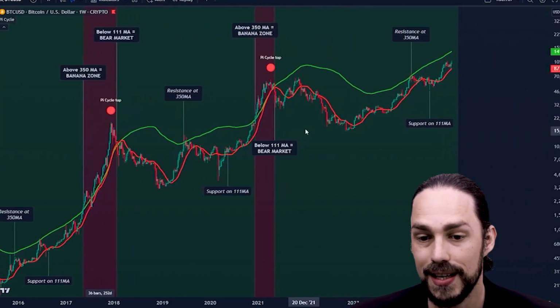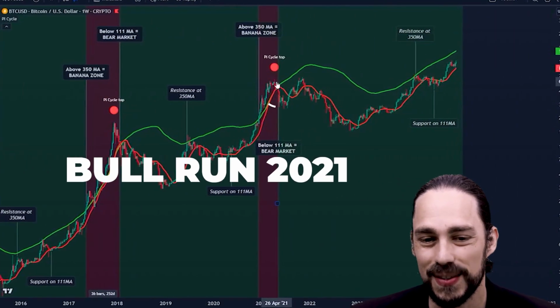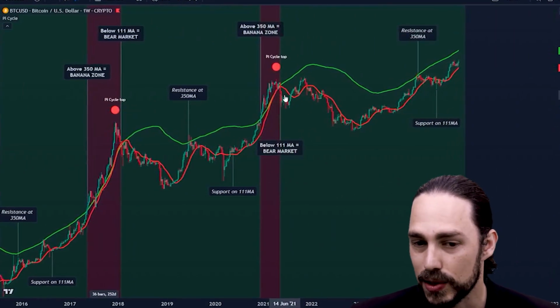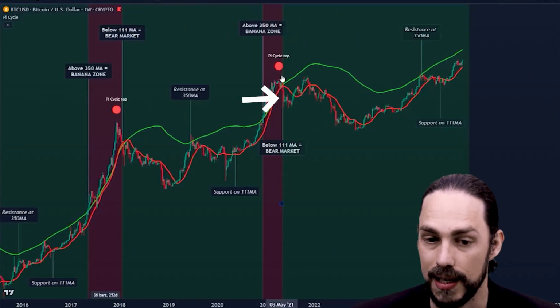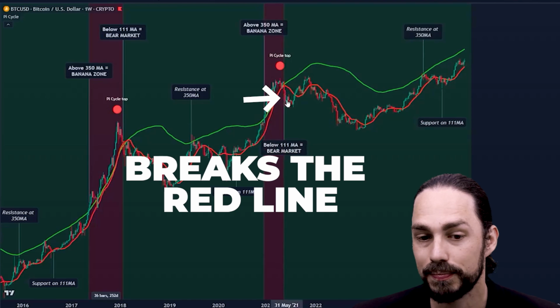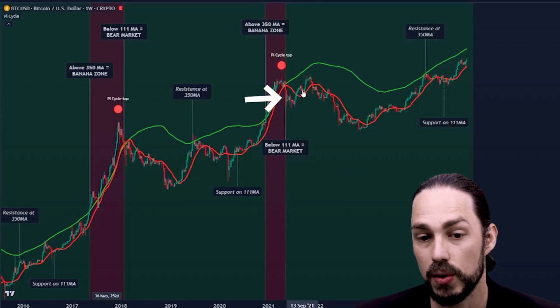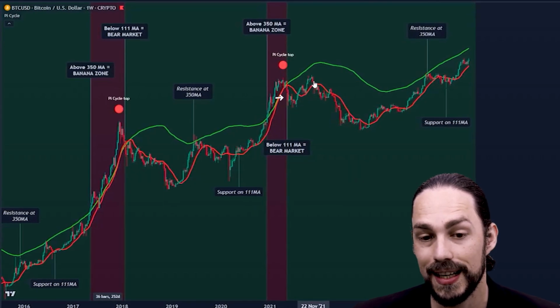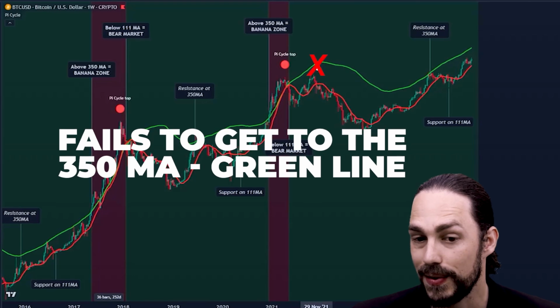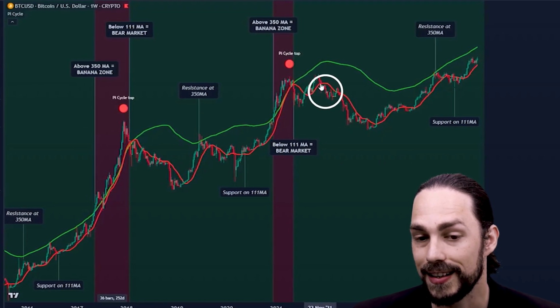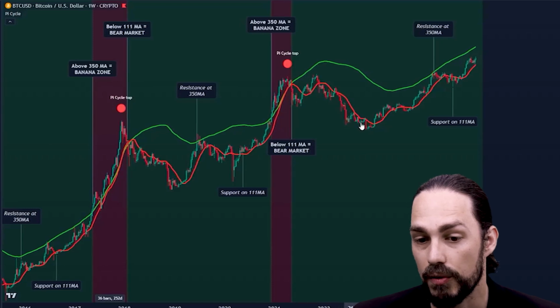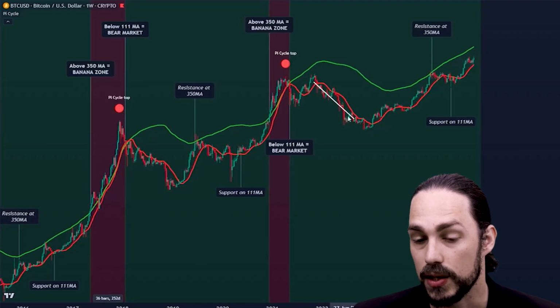Now here we can see our bull run in 2021. Let's see if this pattern repeats. So we know as soon as it breaks the red line, that's the start of the bear market. Here we can see it breaks the red line, finds support, tries to hold support on the red line again, fails to get to the 350 MA, the green line, breaks past and below that red line again, and this was the start of the bear market in 2022.